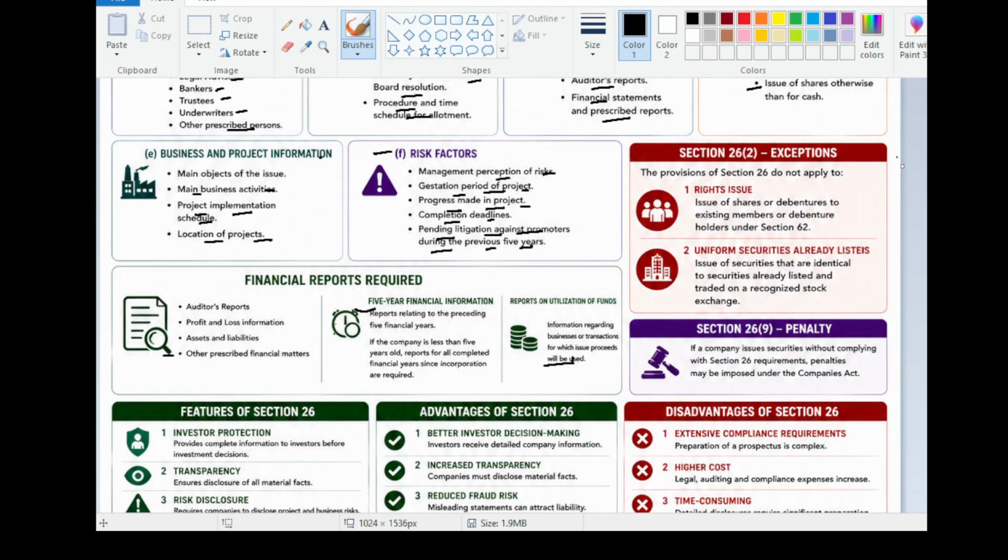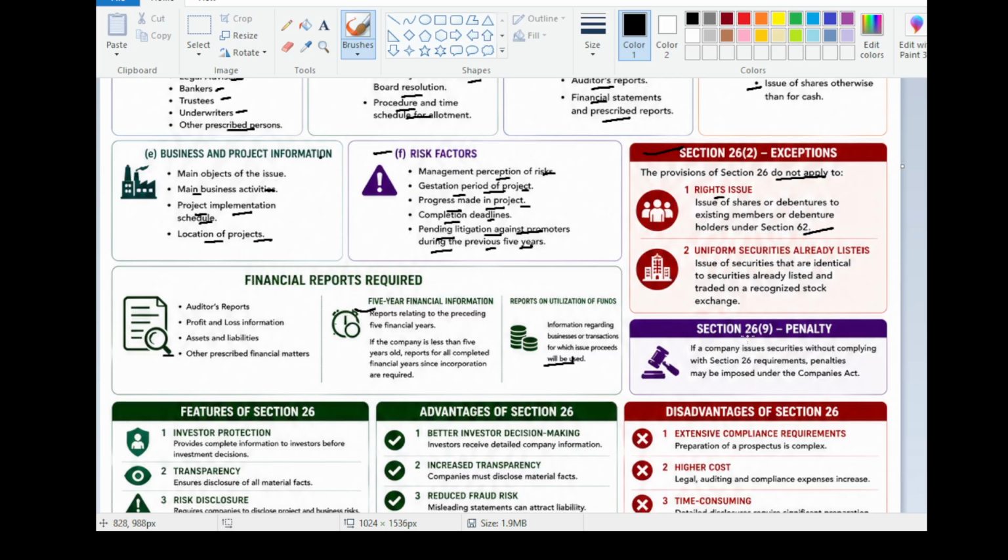Okay. Section 26, subsection 2: exemptions. The provisions of Section 26 do not apply to rights issues, that is, issues of shares or debentures to the existing members or debenture holders under Section 62, or to issues of securities already listed, that is, securities identical to the securities already listed and traded on a recognized stock exchange.